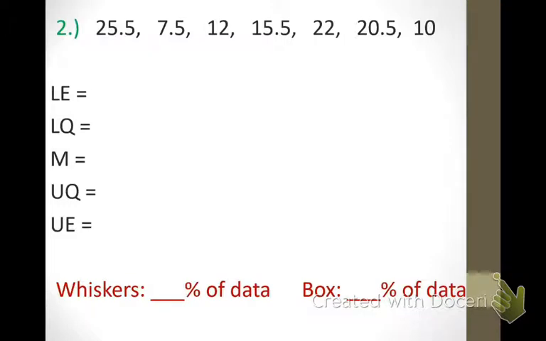All right, so as I put them in order from least to greatest, what's the smallest number, guys? 7.5. Just go ahead and do that directly underneath that first number and cross out the 7.5. What's the next one? 10. And then let's cross it out. How about the next one? 12. And then what's next? 15.5. Next one?